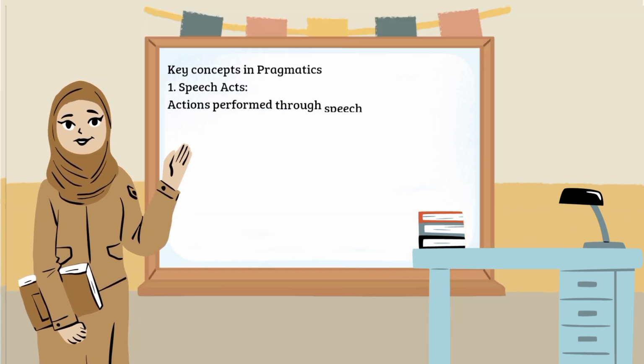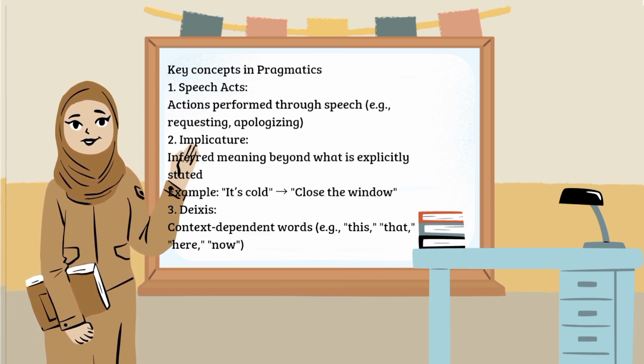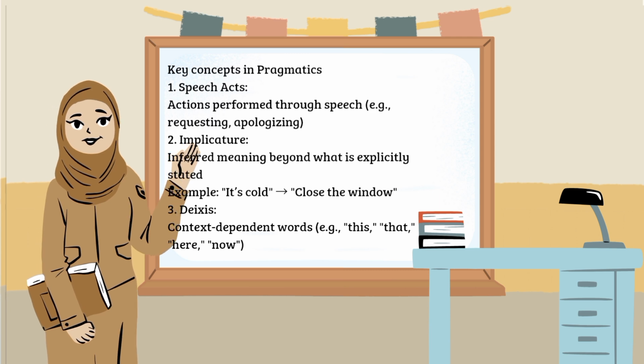And these are key concepts in pragmatics. In pragmatics, we have several key concepts. The first is speech acts, which are actions performed through speech, such as requesting or apologizing. The second is implicature, which refers to inferred meanings beyond what is explicitly stated. For example, "It's cold here" might imply "please close the window." And the last is deixis, which involves context-dependent words such as this, that, here, or now.